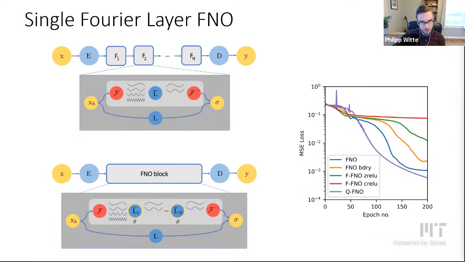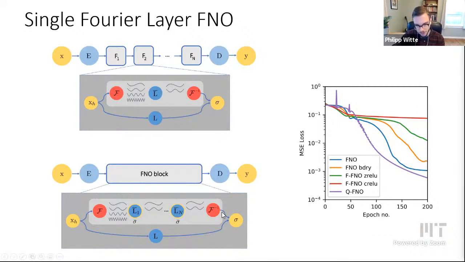So to address the left-hand side of that graph, in terms of the network innovation, what we did is, if you look at the FNO architecture, one of the questions you might ask yourself is: is it really necessary for me to go back and forth between the frequency and the spatial domain in every one of these layers? Wouldn't it make sense to only go to the frequency domain once at the beginning, stack a couple of layers in the frequency domain, and then just go back once at the end?